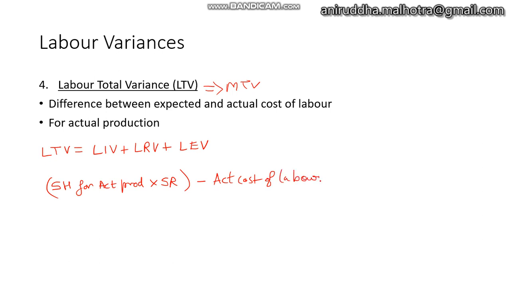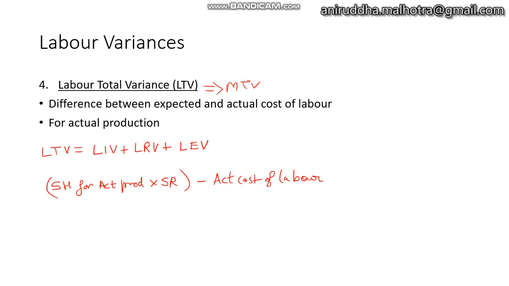And this would be the same thing as your labor total variance. So these are the four variances that we calculate here. A quick recap: idle variance is the simplest one. It will always be adverse, whereas your labor rate variance is like your material price variance, labor efficiency is like your material usage, and labor total variance is like your material total variance.